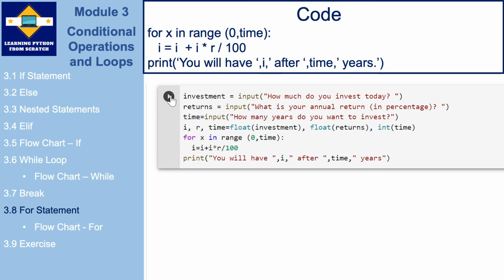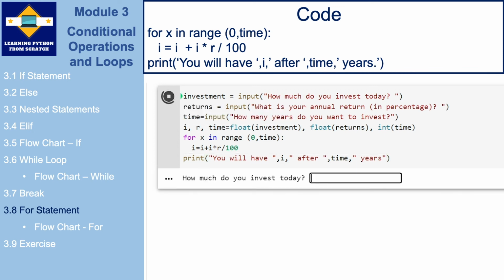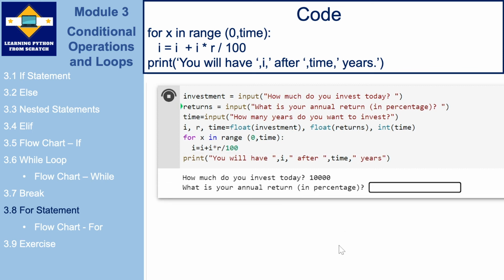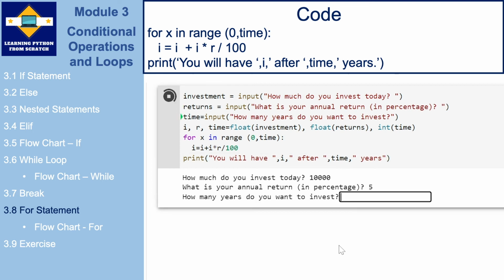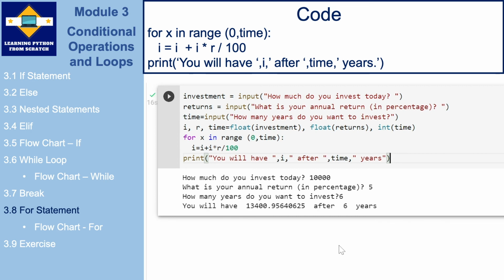Let's run the code. Still, I invest 10,000 today, and the annual return is 5. I want to invest for 6 years. Then the output shows you how much I will have after 6 years.